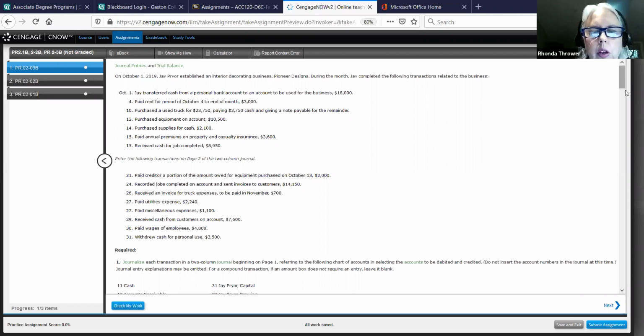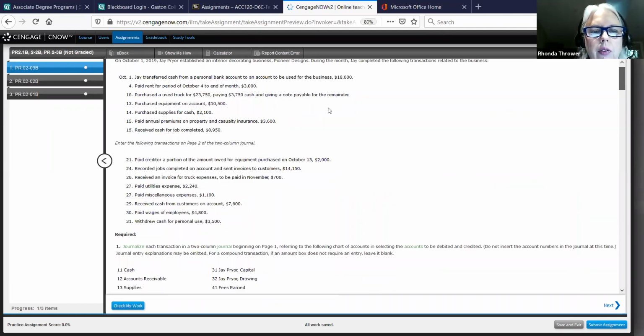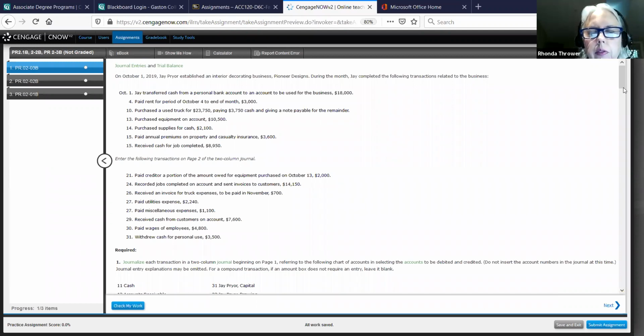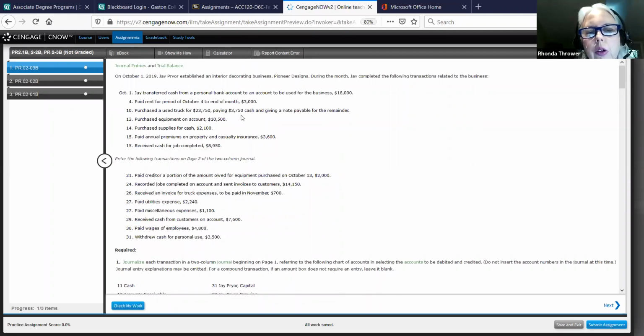So I'm going to go down here, and on October the 10th, I'm going to record that I bought a truck. So my truck account has increased by the amount that that truck cost us. It cost us $23,750. So I'm going to put that as my debit. Then you're going to look at the second part of this, which says that they paid $37.50 down. This is a down payment toward the truck.